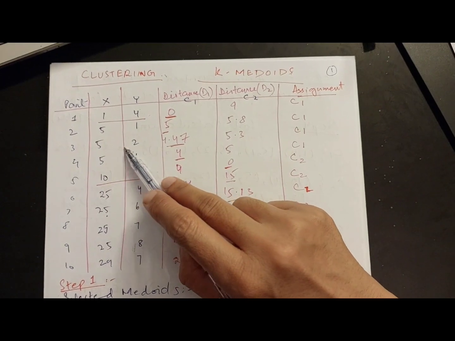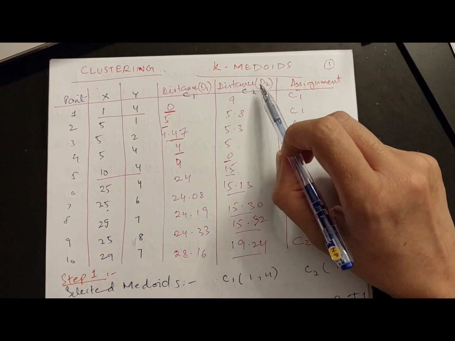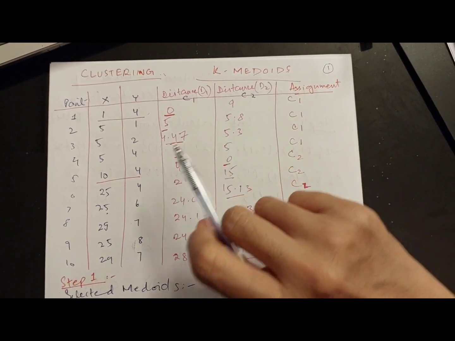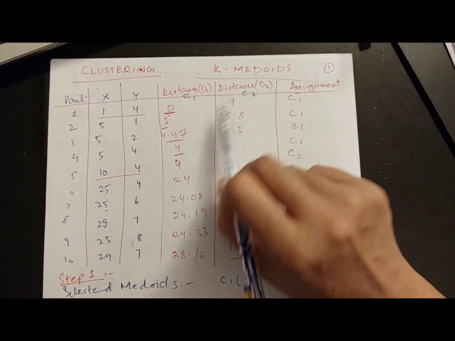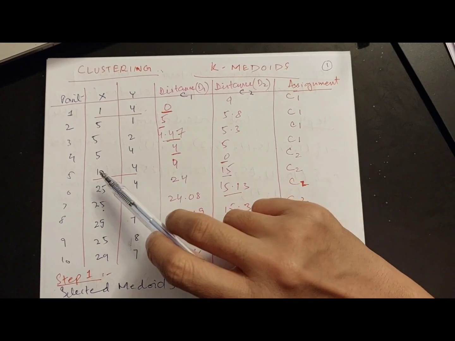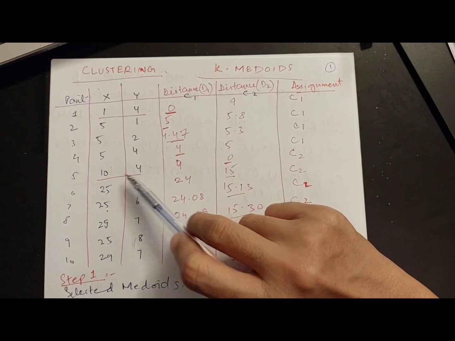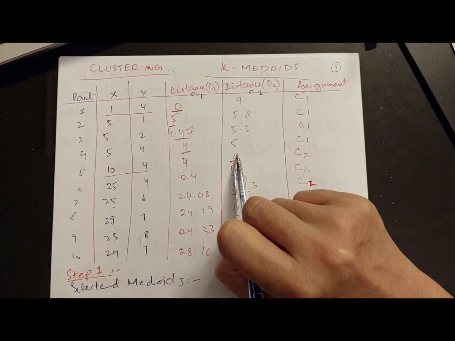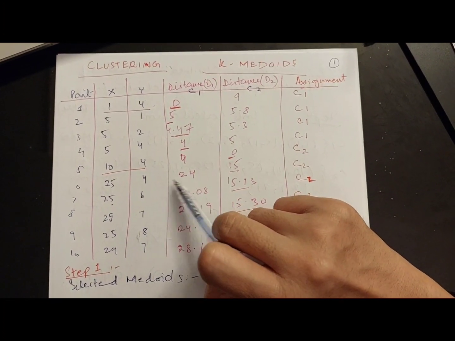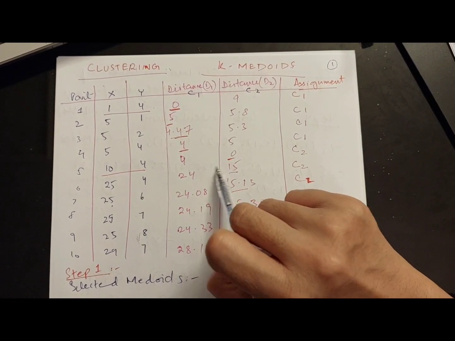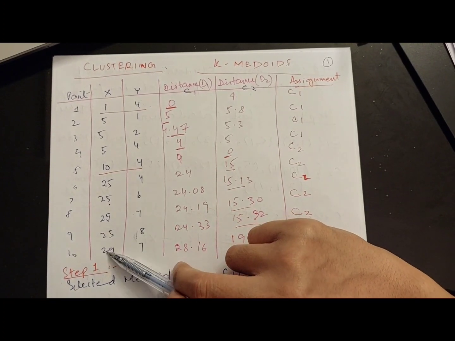Similarly, for the third data point, the distance from the first medoid is 4.47, and the distance from the second medoid is 5.3. For the next data point, the distance from the first medoid is 4, and from the second medoid is 5. For the fifth data point, the distance from the first medoid is 9, and from the second medoid it is 0, because this point itself is the medoid. For the sixth data point, the distance from the first medoid is 24, and from the second medoid it is 15. And similarly, we will do the same for the 7th, 8th, 9th, and 10th data points.